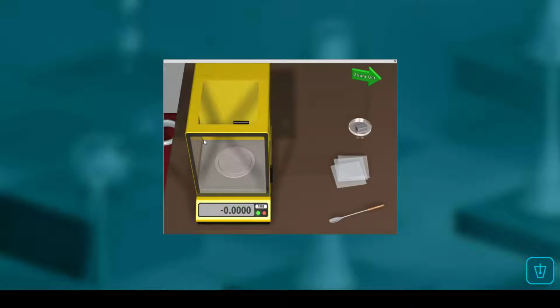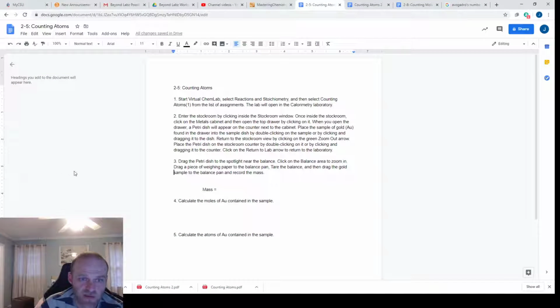Okay, now we're going to click on this to zoom in, and you're going to drag a piece of paper over here and weigh your metal. Oh, I forgot to tear it. Notice here it's 0.2159. You need to tear it first. Boom. All right, 22.4922. Then I would enter that on this paper right here under mass.